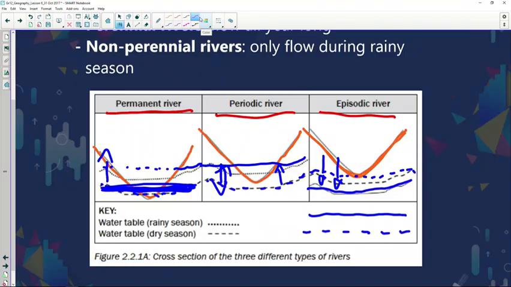Now in South Africa, we are fortunate enough to have an extra type of river, and that's known as an exotic river. Just need to get my spelling correct over here.